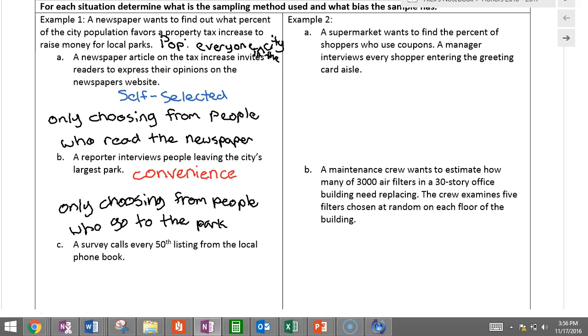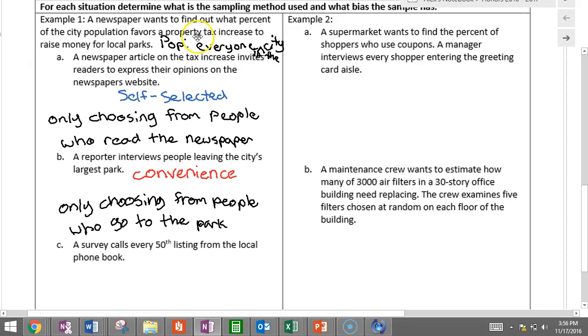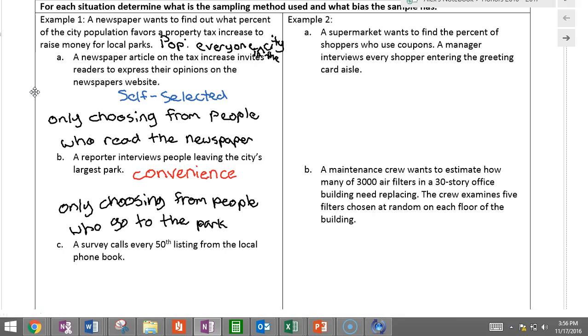Especially for something like this, where it's asking about property tax increases. Property tax increases to raise money for local parks. If you're at the park, you probably want more money for the park, because you like the park.